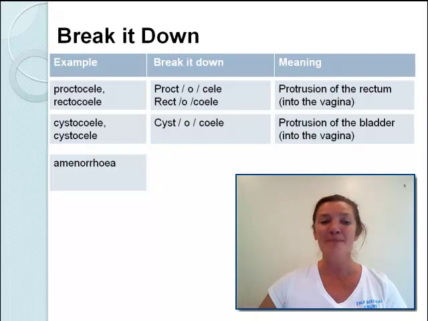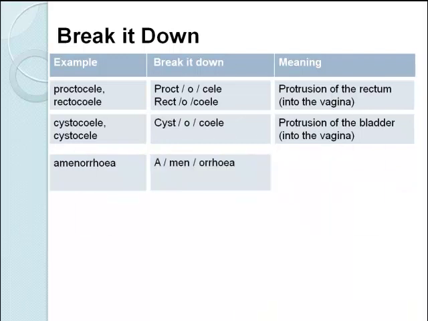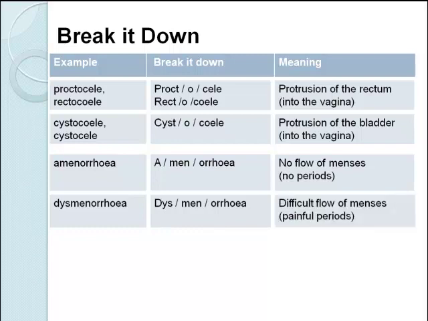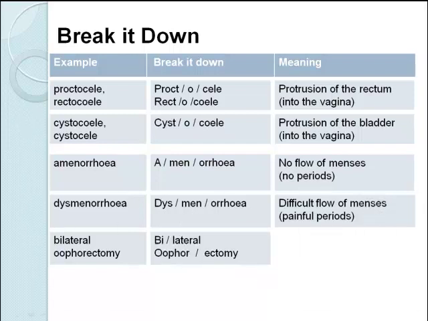Our next term, amenorrhea. Let's break it down. A, break, men, break, orrhea. Orrhea means flow or discharge. Men is menses and A is no. So we have no flow of menses, no periods. Dysmenorrhea. Dys, break, men, break, orrhea. Here we would have difficult flow of menses, painful periods. A bilateral oophorectomy. Bilateral means both sides, and oophorectomy, removal of the ovaries.